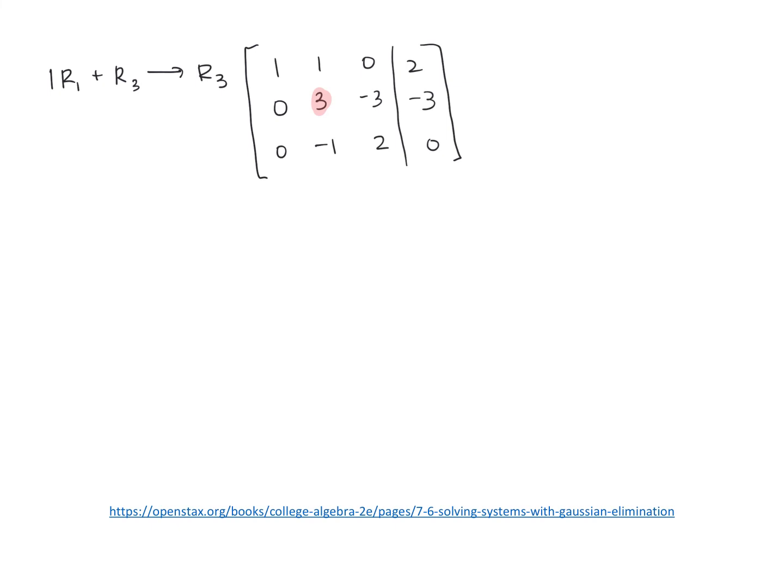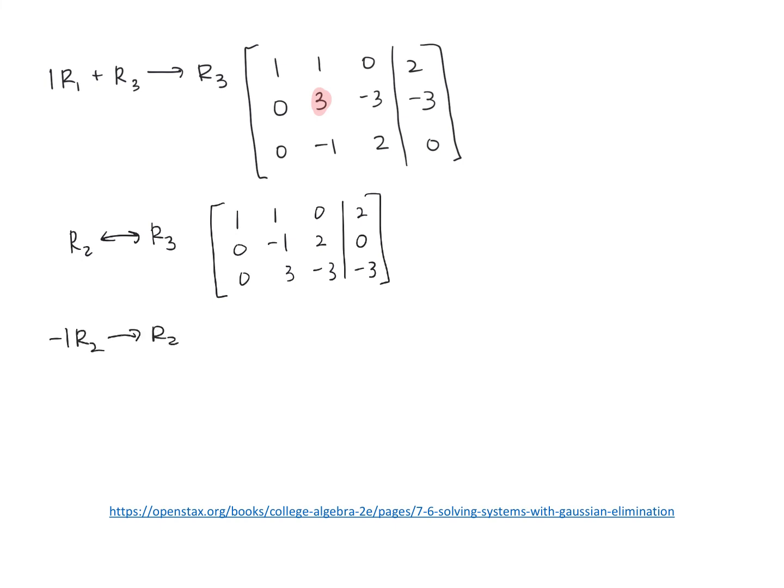So let's do that. I'm going to interchange row 2 and row 3. So row 1 does not change. I'm going to move row 3 up to row 2, and I'm going to move row 2 down to row 3. My goodness. Okay. Now I have a 1 in the position, but it's a negative 1. So to get rid of the negative, I can multiply everything by a negative 1. So negative 1 times row 2, replace row 2.